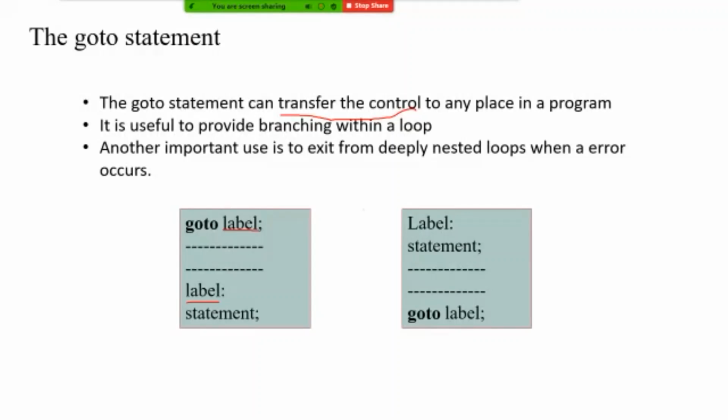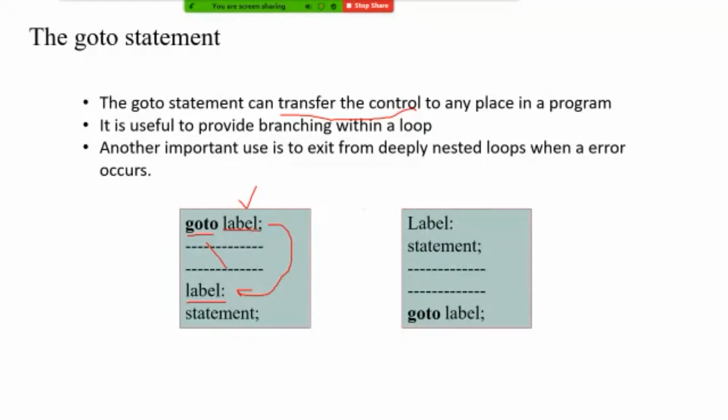So you should be aware of the syntax. Goto is the only keyword, but label is a variable name. Any label name you can give, and you have to put a colon after the label name. So when you give goto label, this will take the program control to the label mentioned. From the line after the label, the statements will be executed.